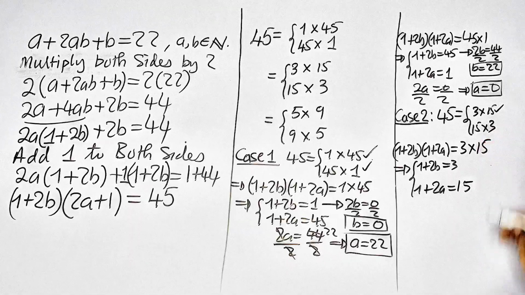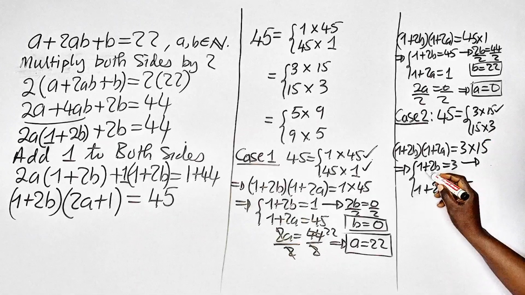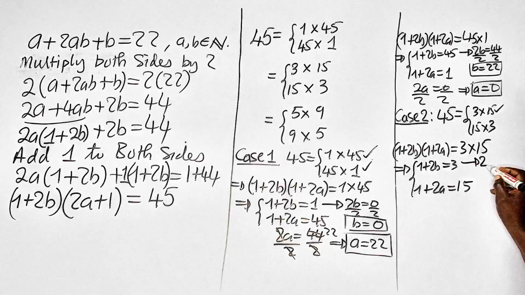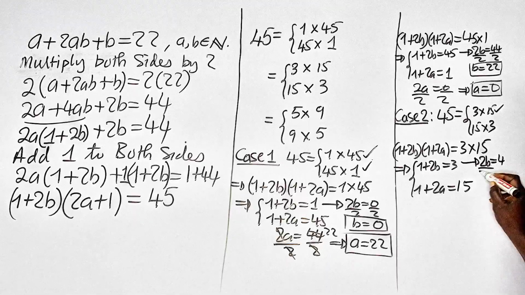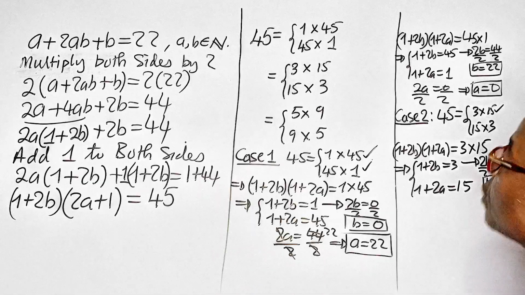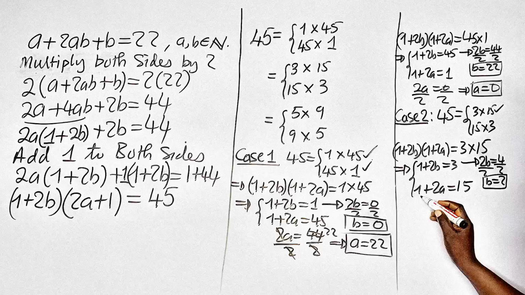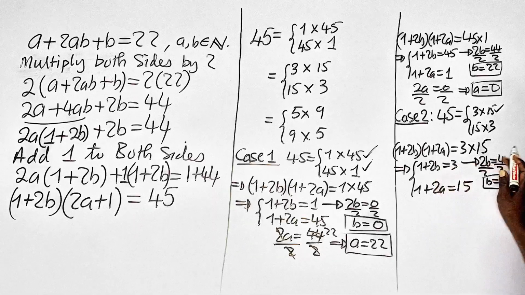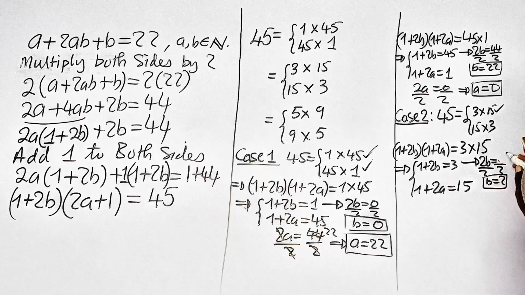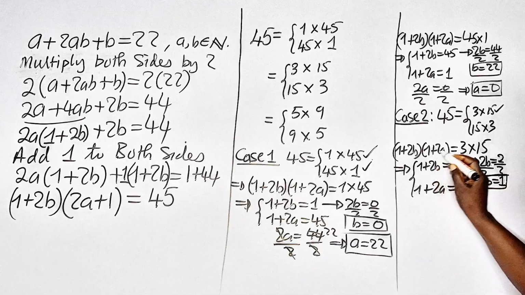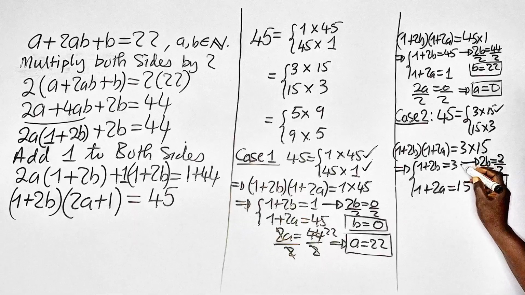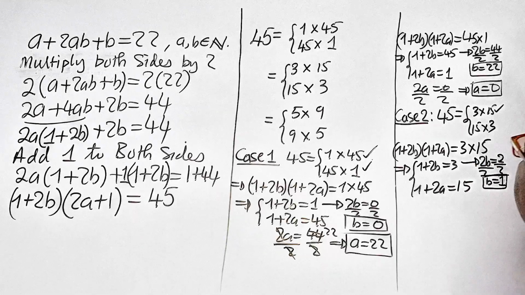If we solve this, we take 1 from the left hand side to the right hand side, we have 2b is equal to 4. We divide both sides by 2, we have b is equal to 2. If we come here, we take 1 this way, it becomes 3 minus 1 is 2. So b is 1. Sorry for that error. If this is positive 1, taking it this way will become negative 1. So 3 minus 1 should be 2 and not 3 plus 1.